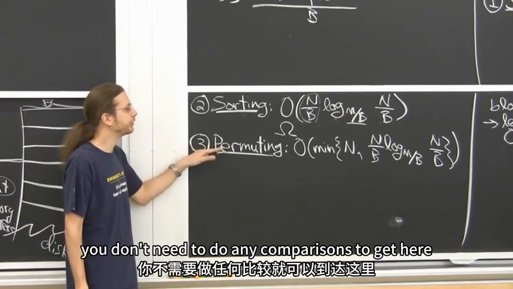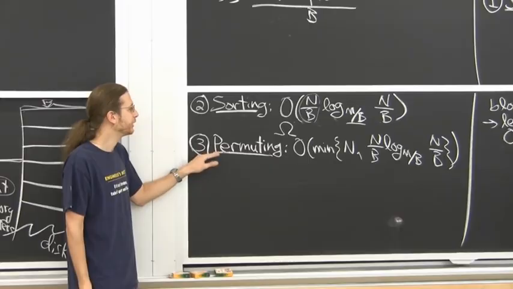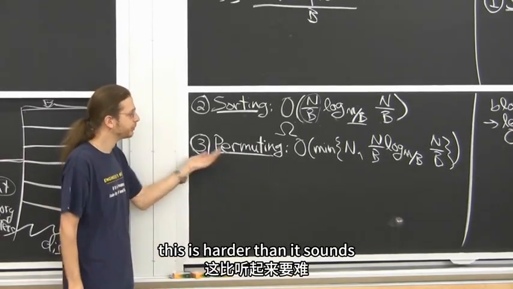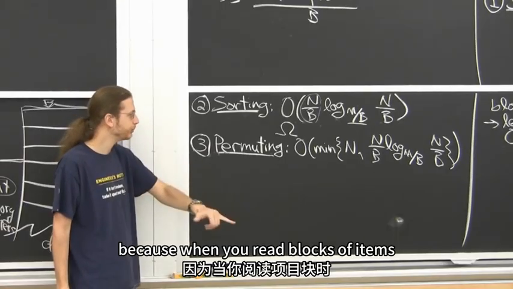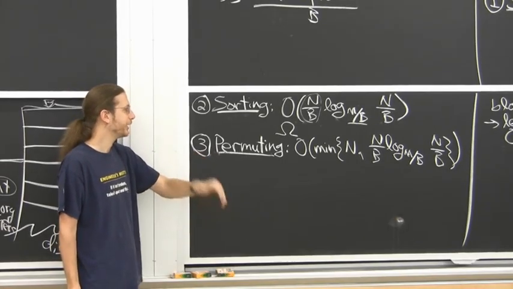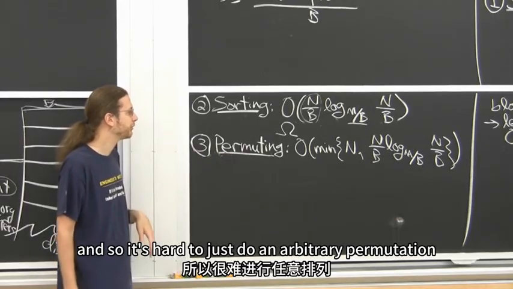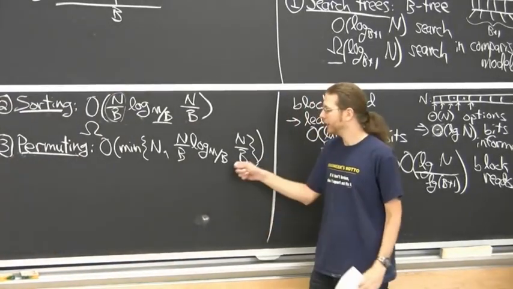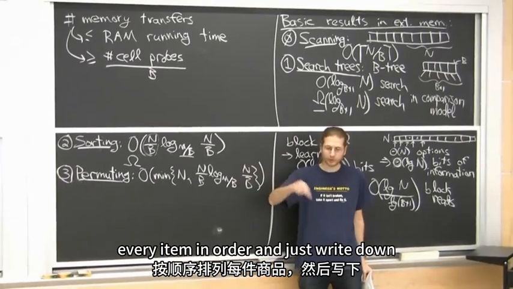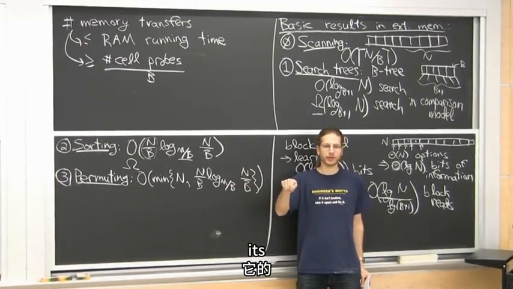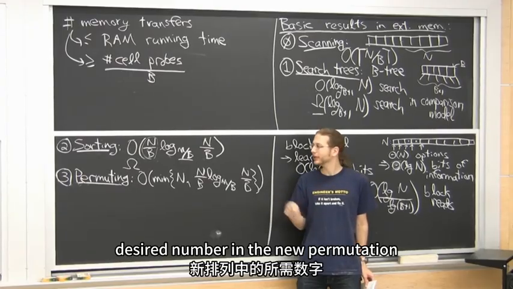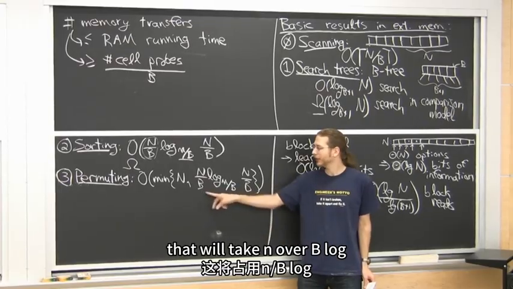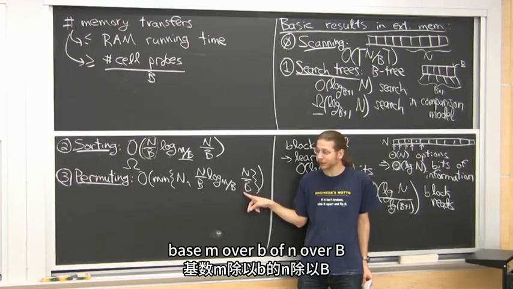So you don't need to do any comparisons to get here. I tell you what the order is, you just have to physically move the items. This is harder than it sounds because you read blocks of items in the original order, and so it's hard to just do an arbitrary permutation. And there's two obvious algorithms. One is you could sort your items. So you could go to every item in order and just write down its desired number in the new permutation. Write down the permutation, then run a sorting algorithm. That will take n over b log base m over b of n over b.